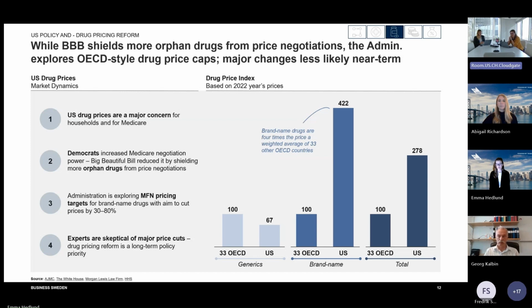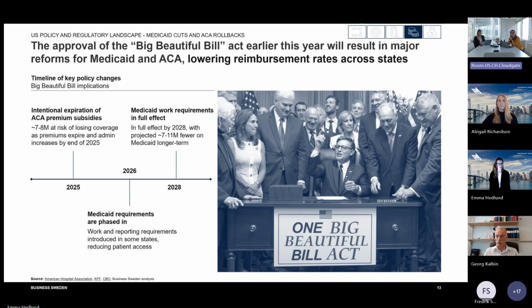So those are some of the key points here around pricing. But then let's move on and look at the Medicaid and Affordable Care Act.